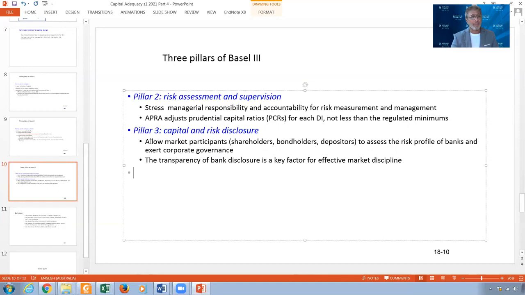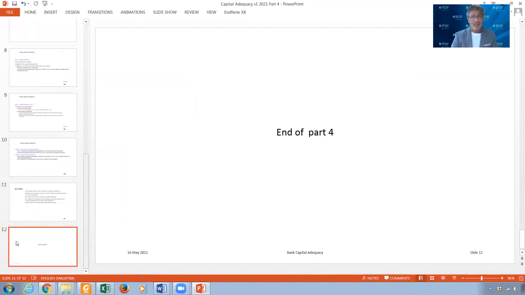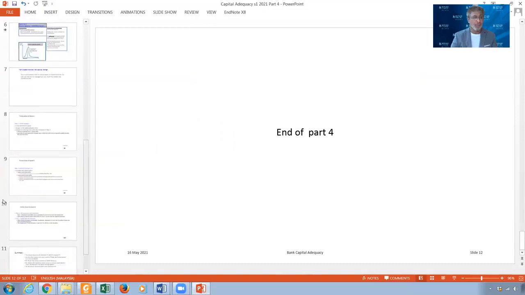Pillar 3 is about how much information is actually produced by the financial institutions, so it can activate what we call market discipline. So we are talking about transparency and bank disclosures, which is a key factor for effective market discipline. This is actually the summary, nothing much to say about it. And this is actually the end of Part 4.